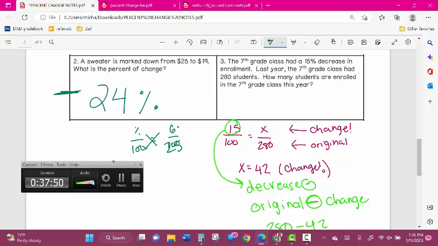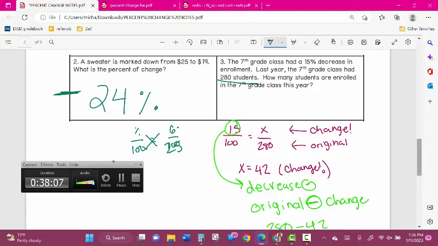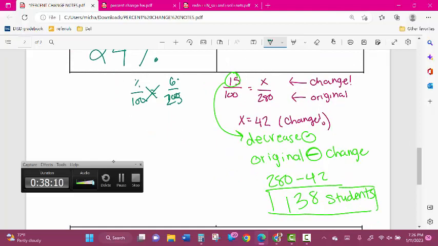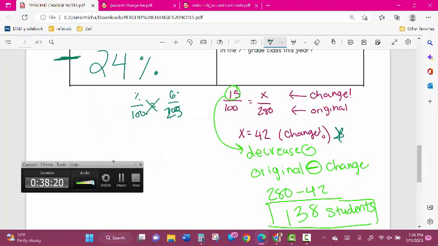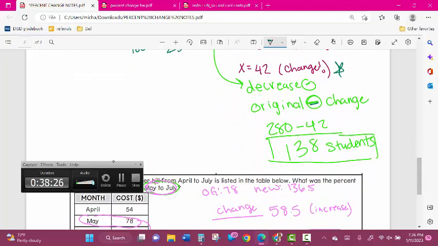Number 3, you knew actually this time the percent decrease, so that was 15 over 100. Remember, that's a 15% change. So the numerator here is just the change, and the denominator is the original. It said that the original was last year, so last year was the original, 280. So you had 280 there. Then you solved that proportion. Keep in mind that after you solved for x, that was just the change, so you did have to solve this problem asking how many were in the class this year. You had to take away the 42 from the original because it was a decrease, so we minused. So if you did number 3, you should have had 138 students.